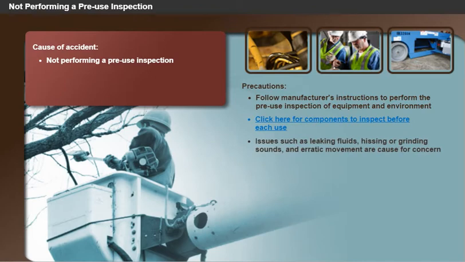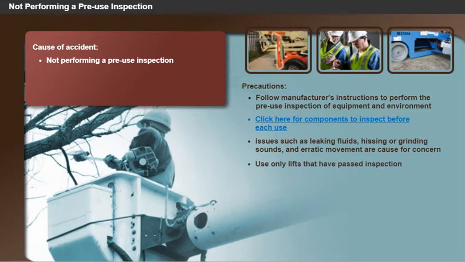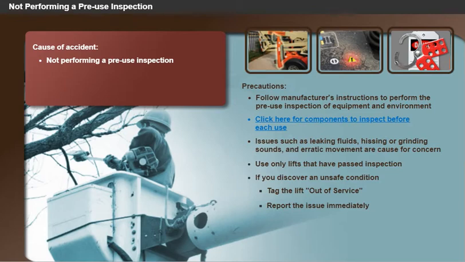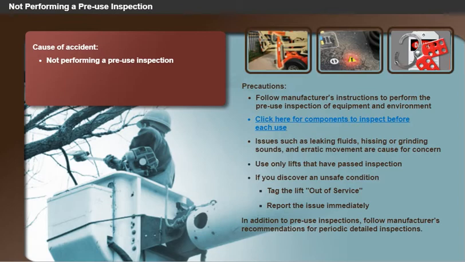Issues such as leaking fluids, hissing or grinding sounds, and erratic movement are cause for concern. Only use lifts that have passed inspection. If you discover an unsafe condition, tag the lift out of service and report the issue immediately so that it can be corrected. In addition to pre-use inspections, follow manufacturer's recommendations for periodic detailed inspections. Insulated lifts also have special electrical test requirements to ensure safety.